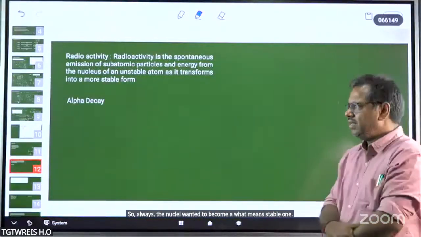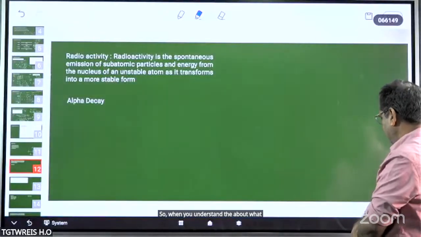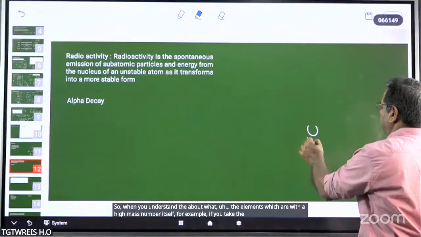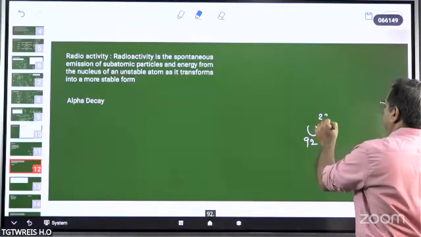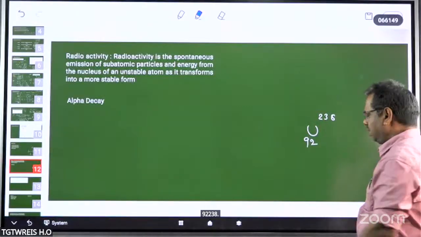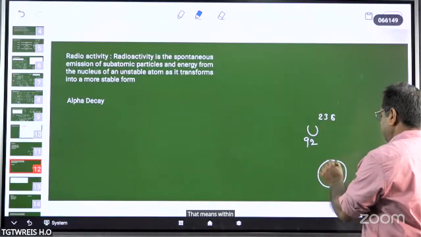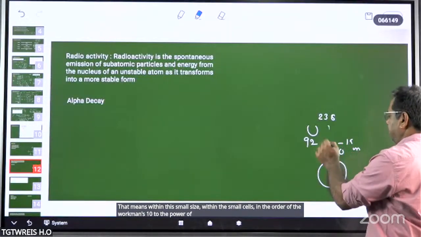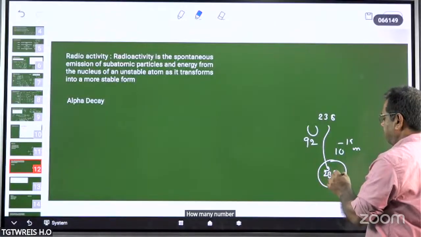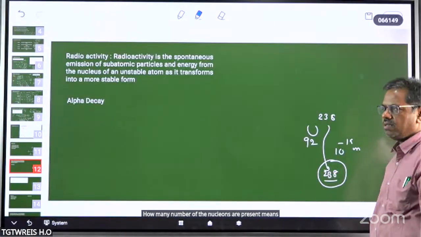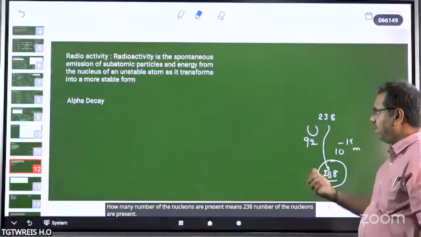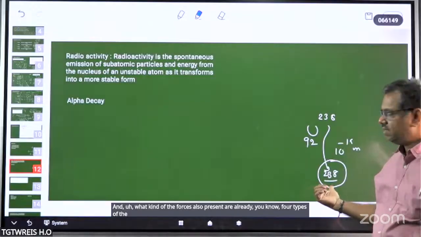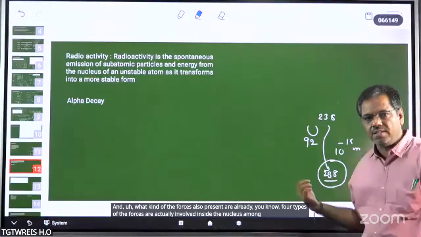When you consider elements with a high mass number, for example, uranium 92, 238, that means within a small size, in the order of 10 to the power of minus 15 meters, how many nucleons are present? 238 nucleons are present. And what kinds of forces are also present? You know, four types of forces are involved inside the nucleus among the nucleons.